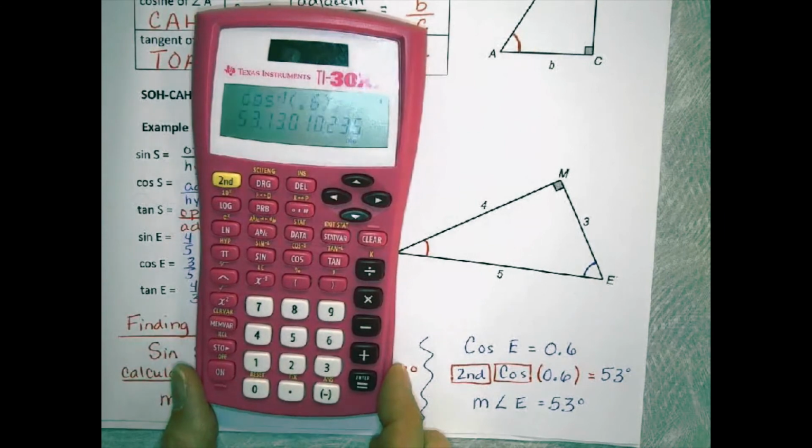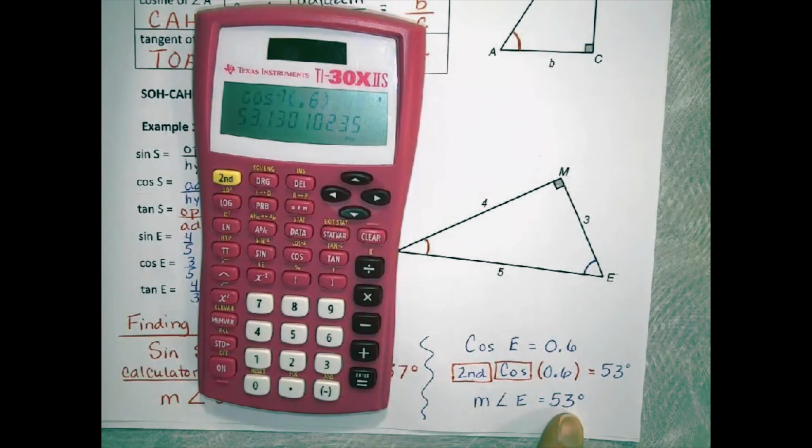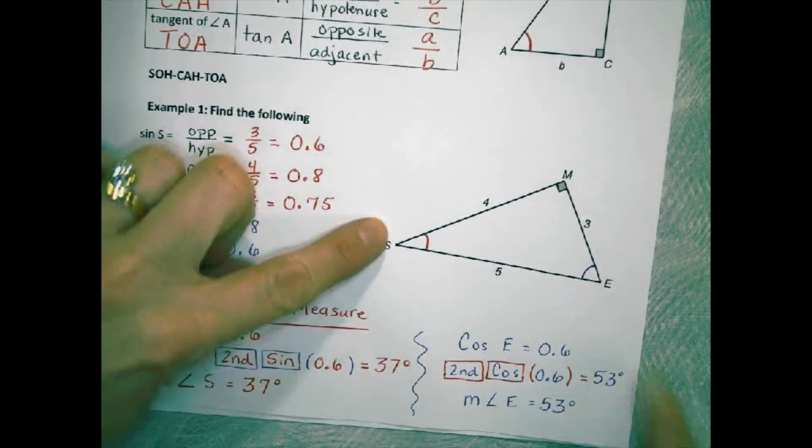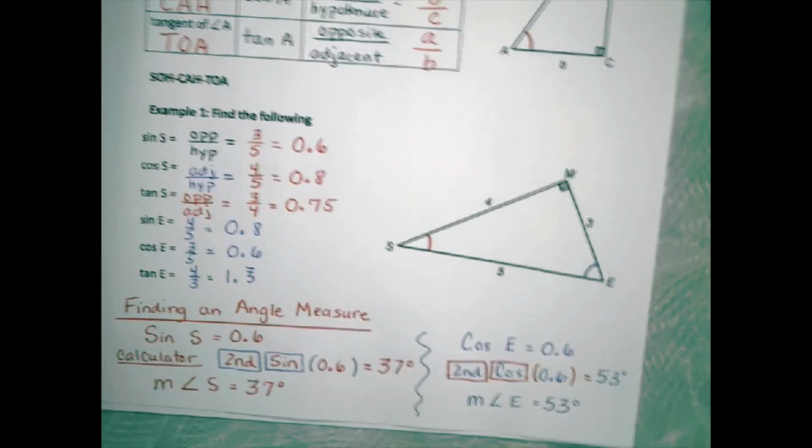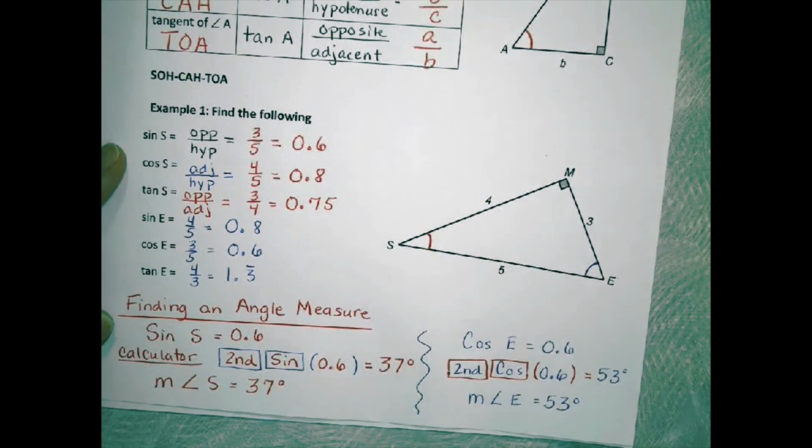As you would note in this particular triangle, that sounds correct, because the sum of all three angles should always be 180, and if I add 37 and 53 and 90, I get 180.